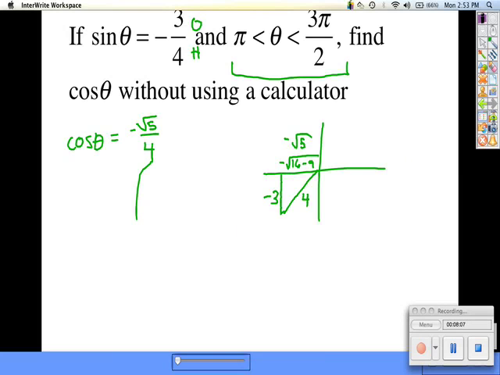Again, we could have used the Pythagorean identity, choosing positive or negative when we square root as appropriate in this problem. Since we're in the third quadrant, both the sine and cosine need to be negative.